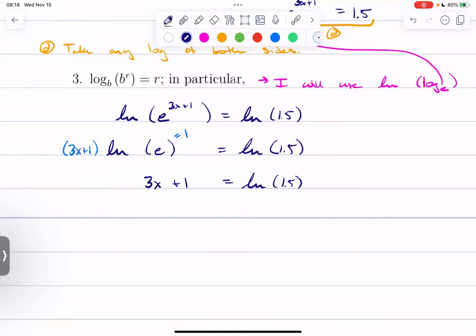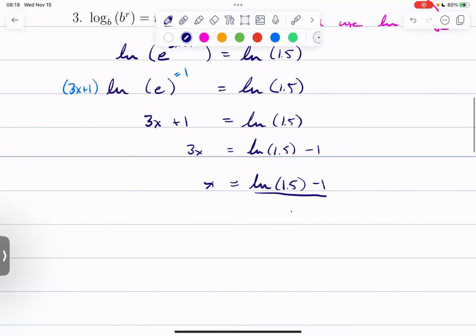The natural log of 1.5 is just a number. It's not a nice number, but it's just a number. Or I'm assuming it's not a nice number. It never is. Who knows? So now I can just solve for x, same as always, right? Subtract 1 from both sides. 3x is the natural log of 1.5 minus 1. So x is the natural log of 1.5 minus 1, all divided by 3.